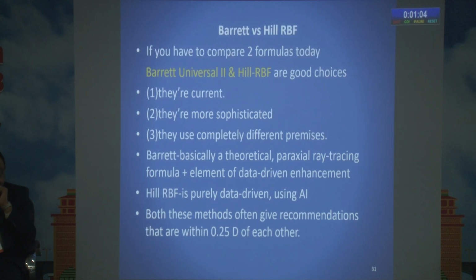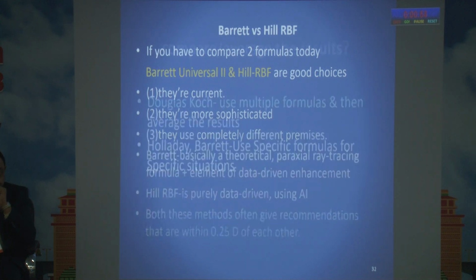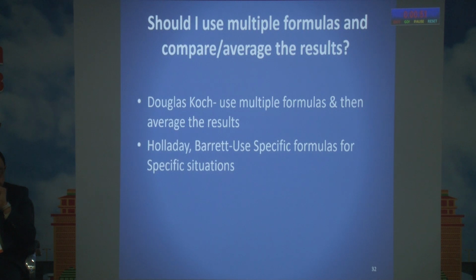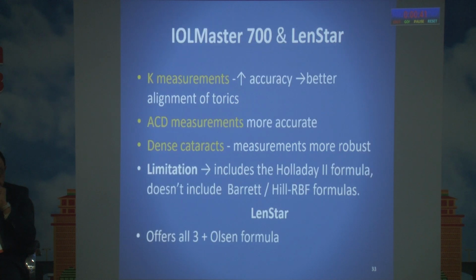So if we compare Barrett and Hill RBF, both are current, both are more sophisticated, and although they use completely different theories, they give results which are within 0.25 diopter of each other. So what should I do? Should I use multiple formulas? Koch says yes, use multiple formulas. But Holladay and Barrett say use specific formulas for specific conditions and don't average your results.